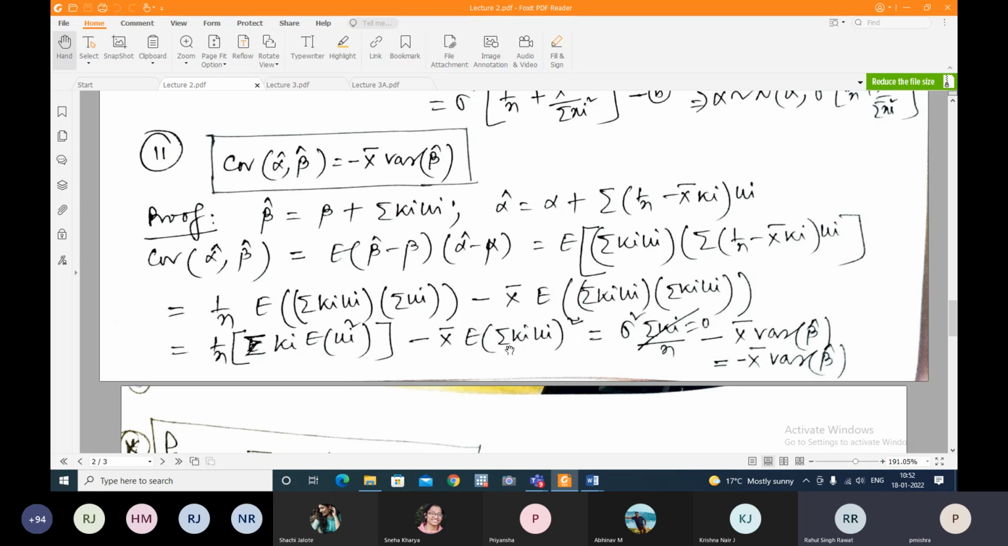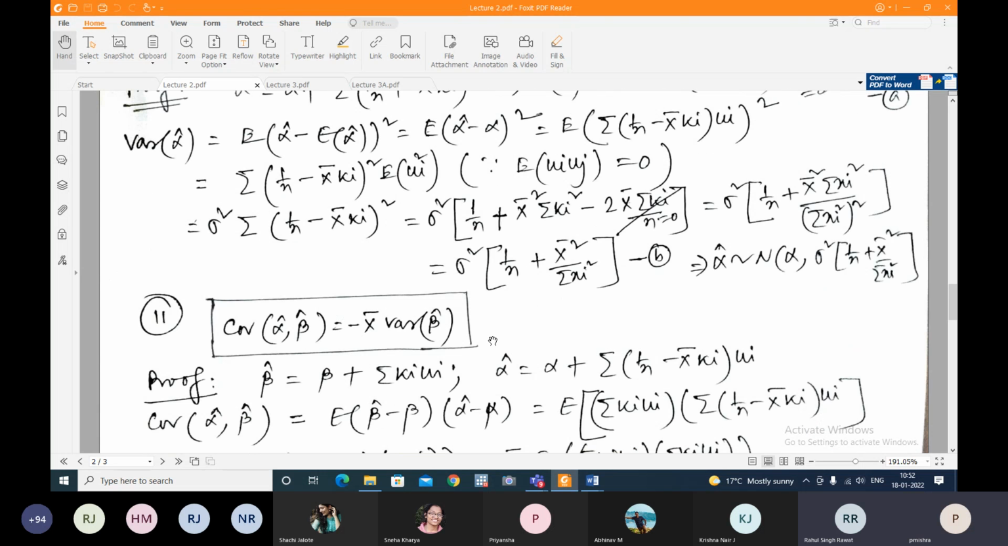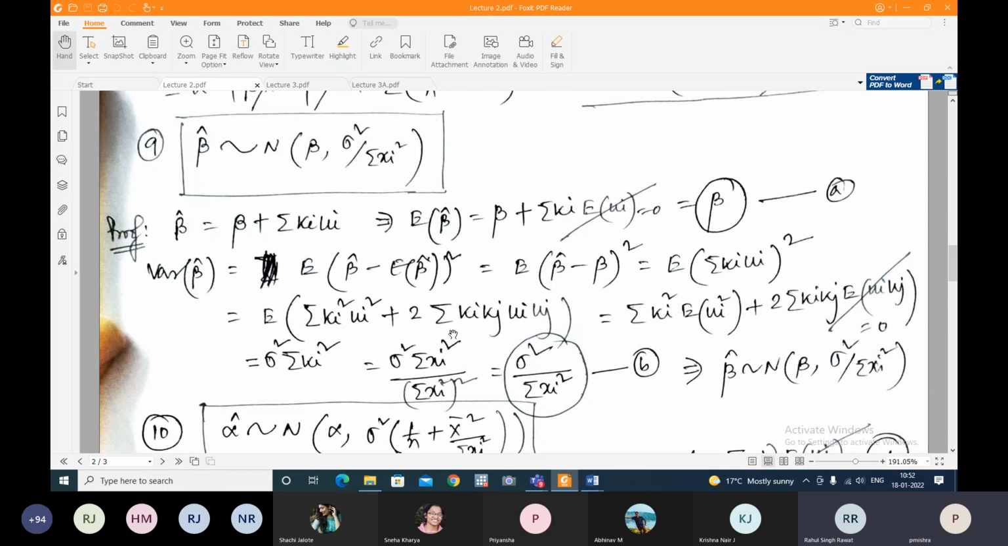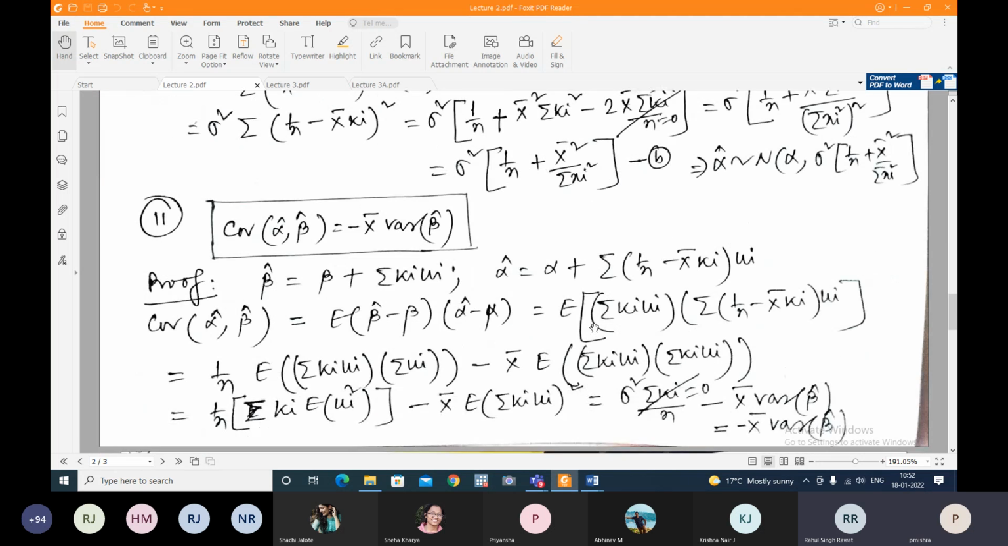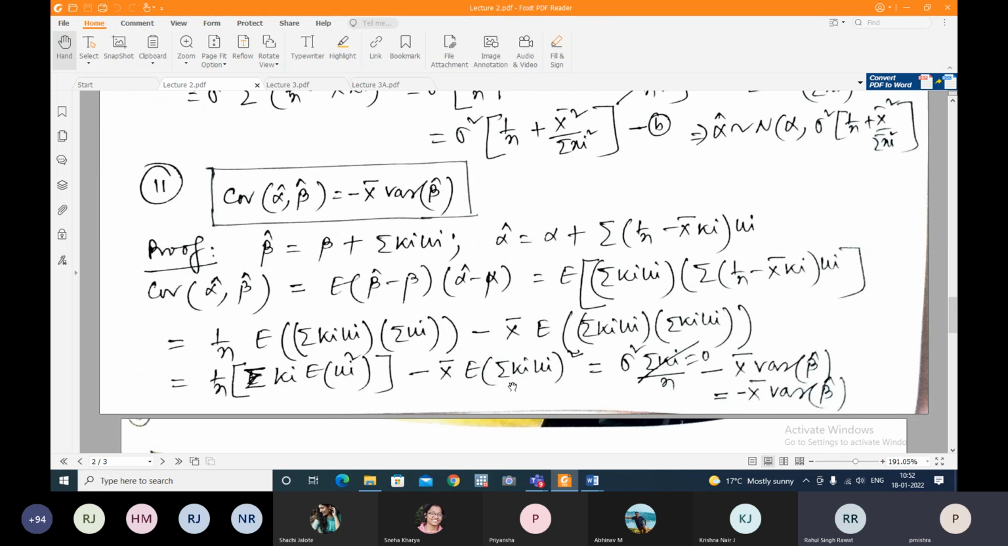In the same way, here what is happening? I am having this into this, meaning X bar will not have any expectation, so I will have expectation of summation of Ki Ui whole square. And you know this is nothing but variance of beta hat. Already we have written that as variance of beta hat. You see variance of beta hat as this. So this component would give me variance of beta hat.